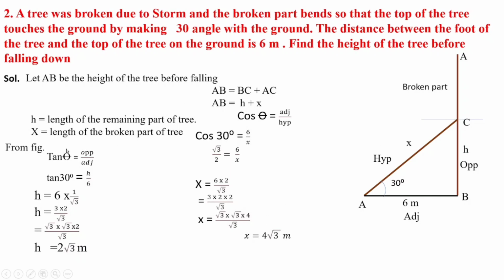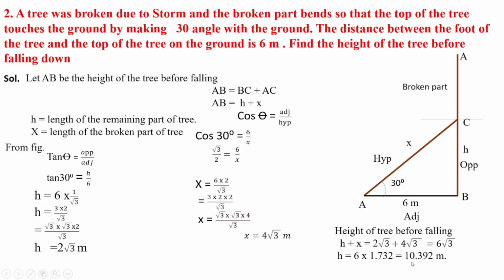What is X here? X is the length of the broken part of the tree. Now what is the height of the tree before falling? AB is nothing but H plus X. The value of H is 2 root 3 and the value of X is 4 root 3. 4 plus 2 is 6 root 3, and we know the value of root 3 is 1.732. If I substitute it, I get 10.392 meters. This is the height of the tree before falling.